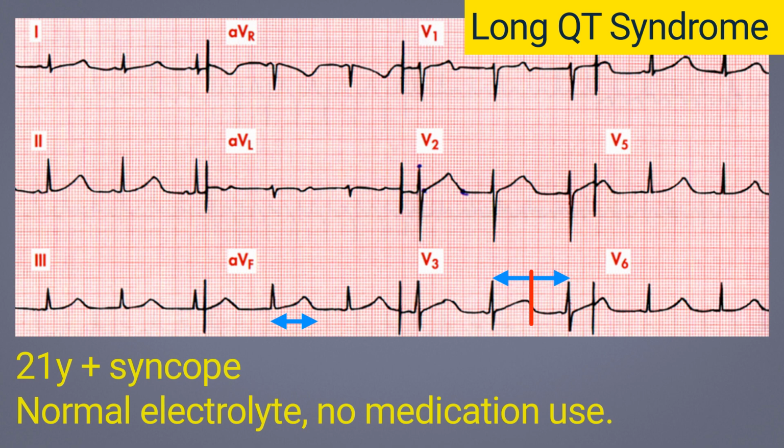Given the absence of any associated factors, it could even be a case of congenital long QT syndrome, since she doesn't use any medication or have electrolyte imbalance to justify acquired long QT syndrome. Her syncopal episodes might be due to recurring polymorphic ventricular tachycardias, a common feature of this syndrome.